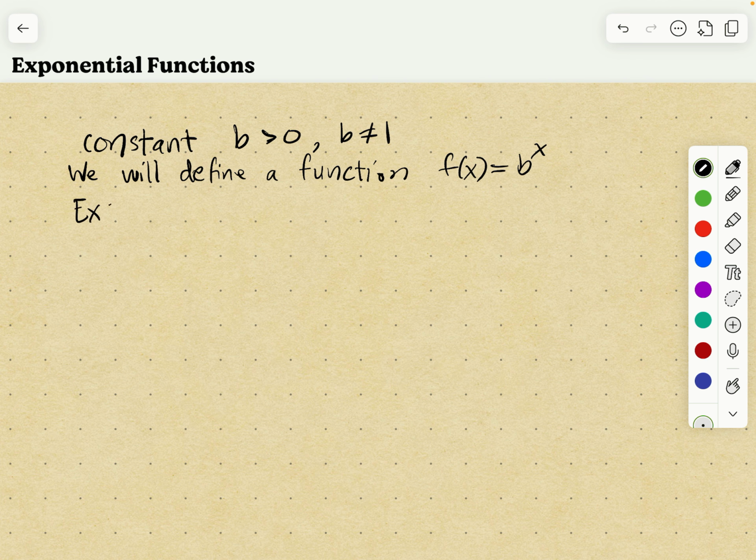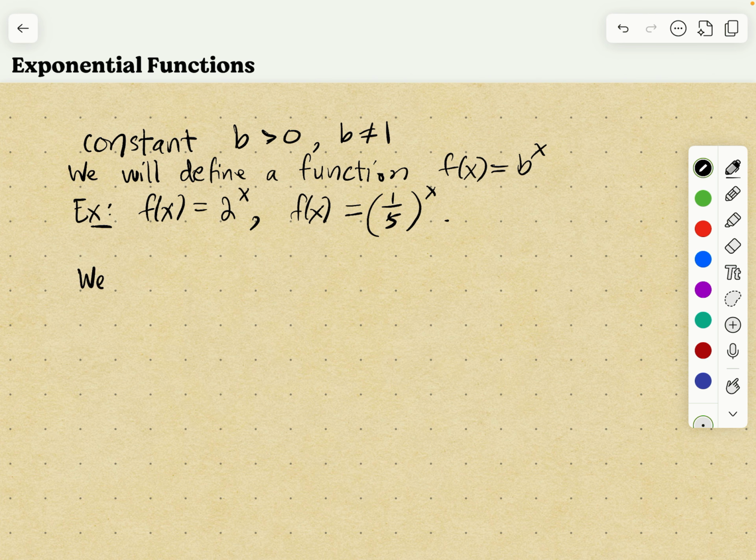So for example, we will define f of x equals 2 to the x, or 3 to the x, or just any positive number like 1/5 to the x power. And we'll see that this function is useful for describing what's called exponential growth or exponential decay. But before we can do that, we have to make sense of what b to the x even is.